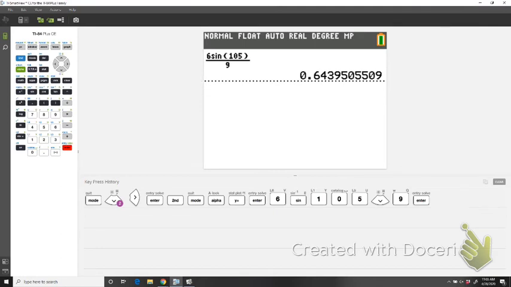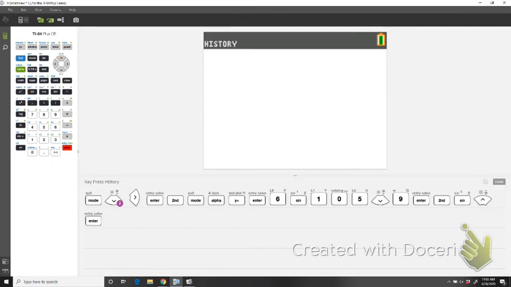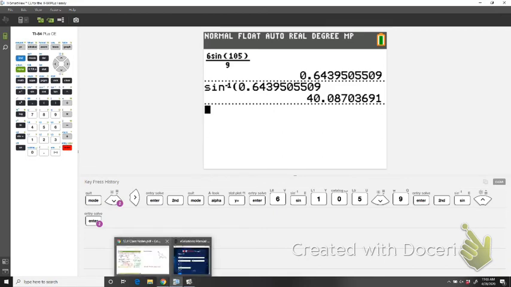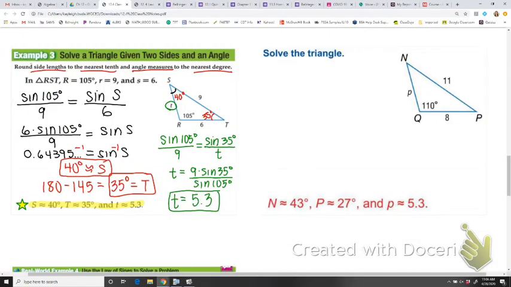You need to go up to the blue button, the second, and then this. It'll give you sine to the -1. Then go up and get your decimal, press enter, press enter again, and you get 40. So that's how you find the angles using the inverse function. So angle S is 40 degrees.